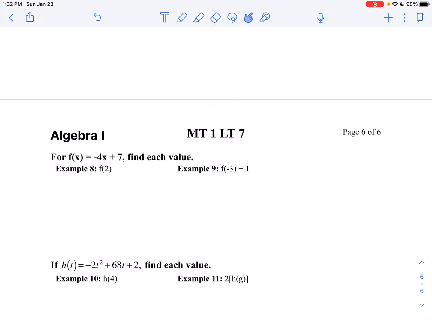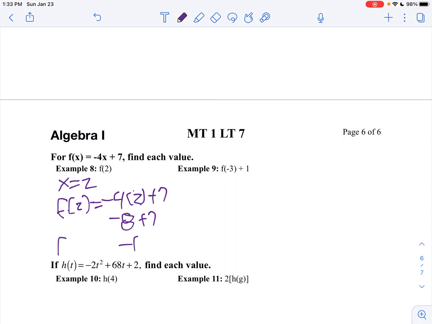So we take a look at example 8 here. Here I have something in function notation. I have f of x equals negative 4x plus 7. I want to find each value. Now what we're going to do is replace my input. Since it says f of 2, that tells me my independent variable x equals 2. So I'm going to replace x with 2. f of 2 equals, instead of writing x, I'm going to write 2. Negative 4 times 2 plus 7. Well, negative 4 times 2 is negative 8 plus 7. Well, that's negative 1. So f of 2 equals negative 1.